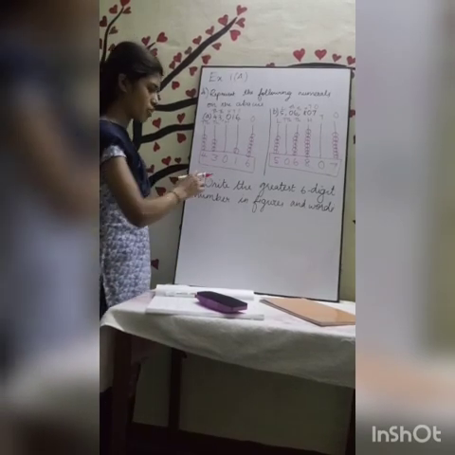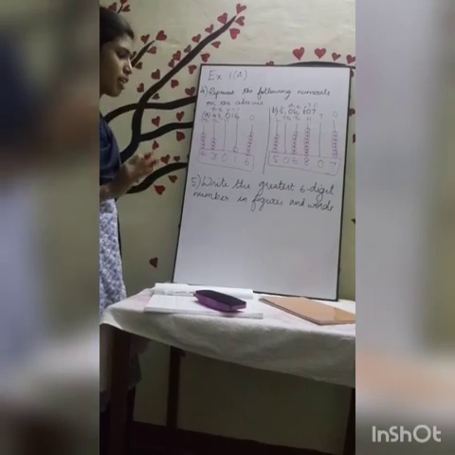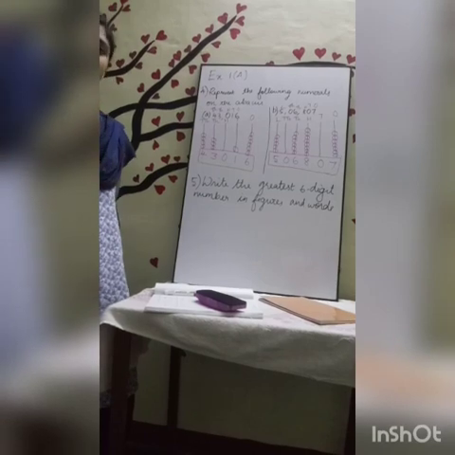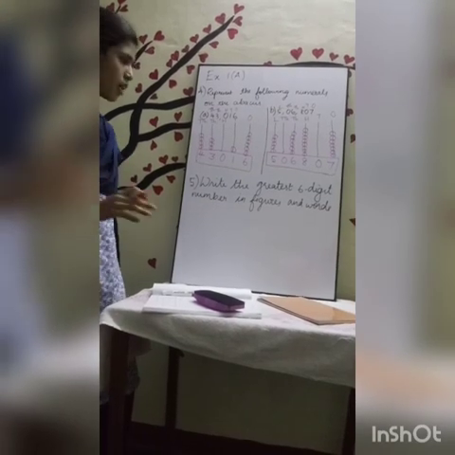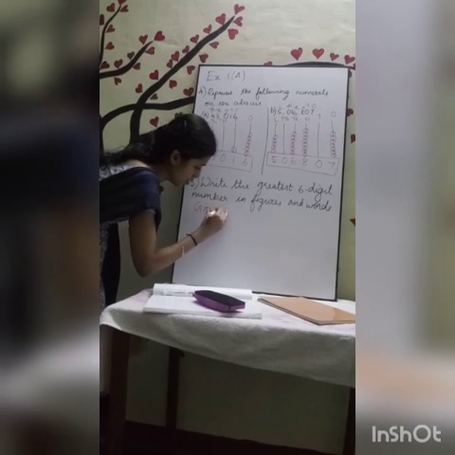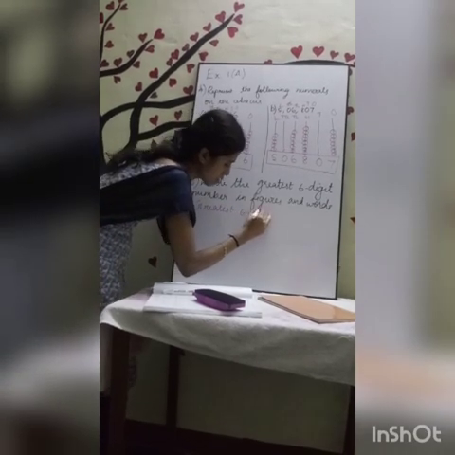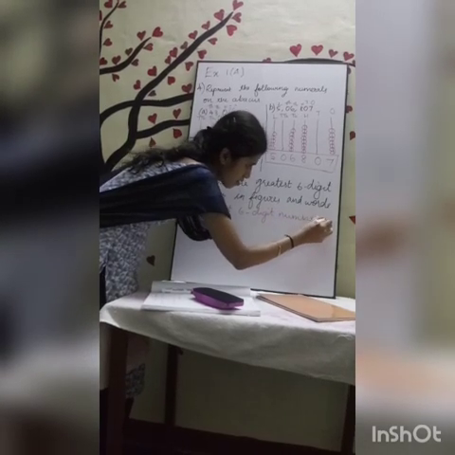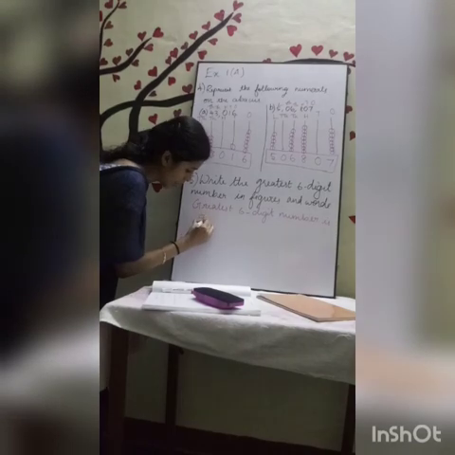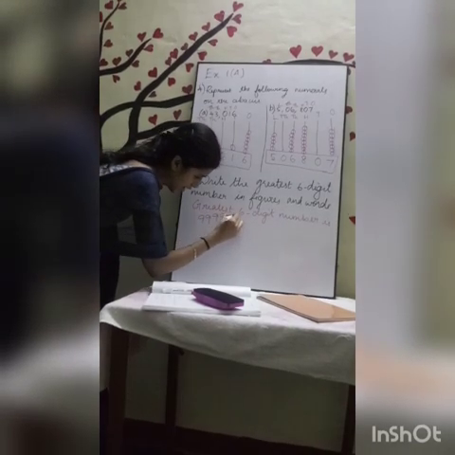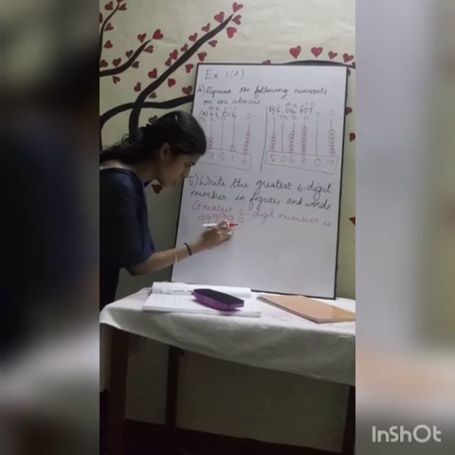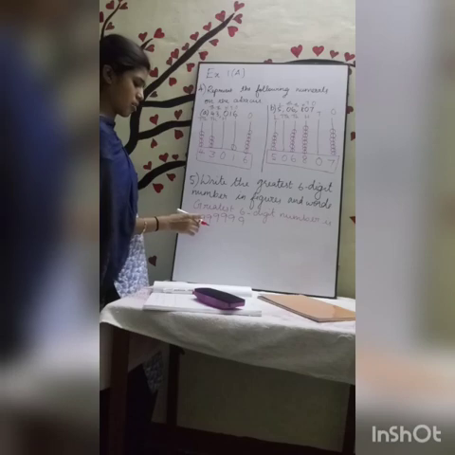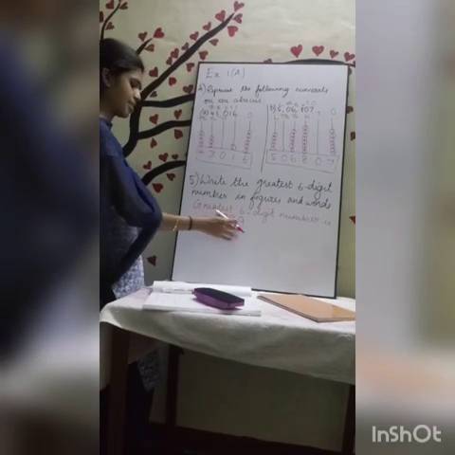The next question is: write the greatest 6-digit number in figures and words. Figures means you have to write it in numbers, and words means number names. What is the greatest 6-digit number? It has 6 digits, so 9, 9, 9, 9, 9, 9. 1, 2, 3, 4, 5, 6. So the greatest 6-digit number is 999999.